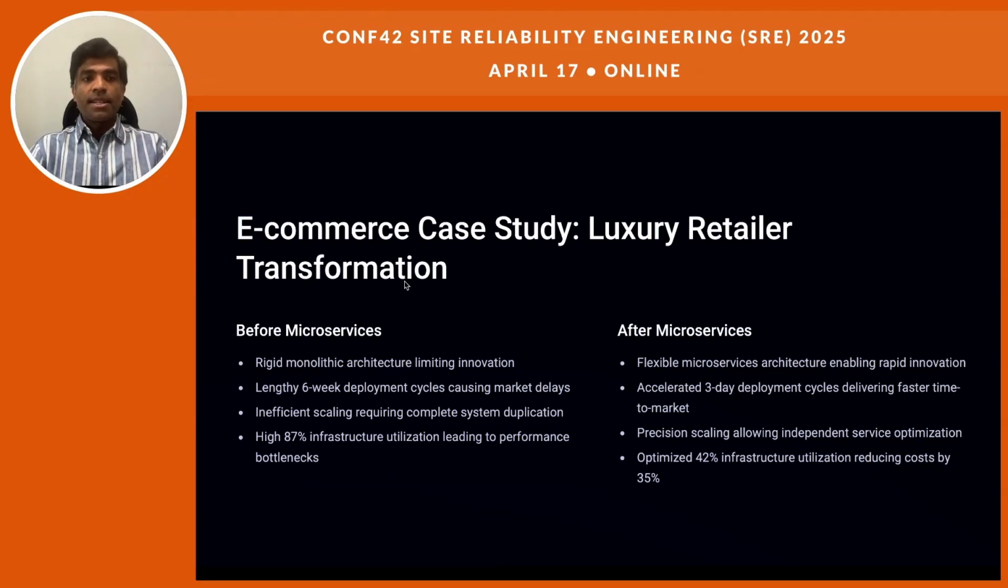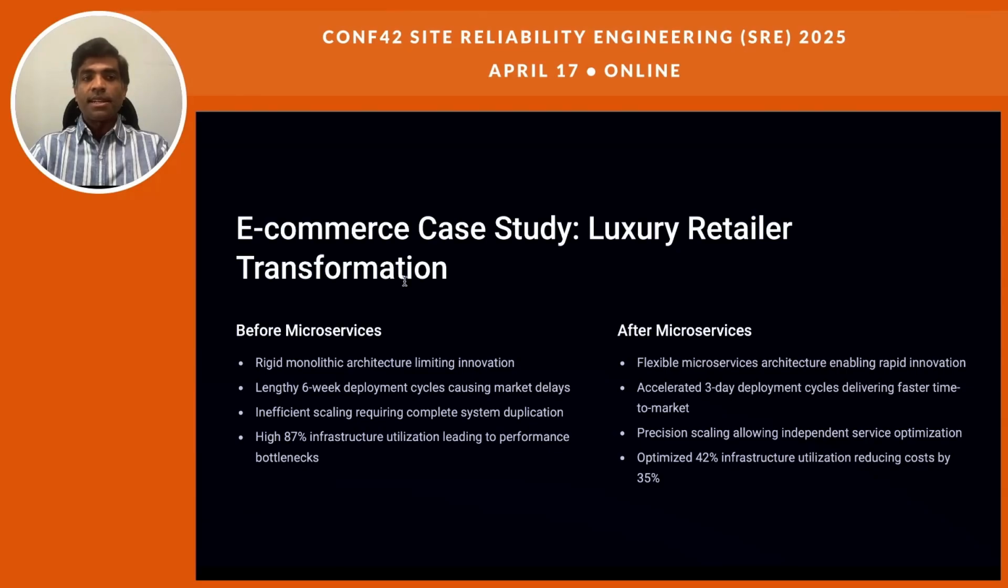Additionally, the monolithic nature of the system made scaling very inefficient, as it required duplicating the entire application, which consumed extensive resources, as the entire application would be replicated to a separate node. This led to high infrastructure utilization, almost 87%, resulting in performance bottlenecks.